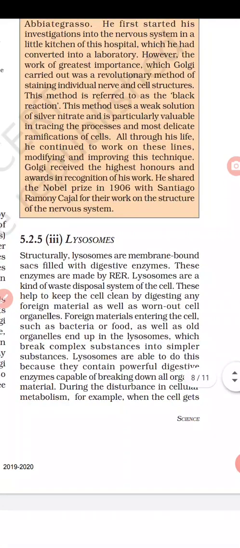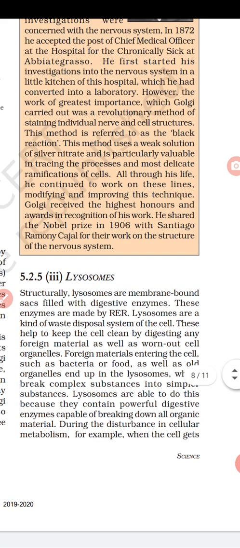I repeat again, this is the third function of lysosomes. What is the third function, children? Why is it known as a suicide bag? During any disturbance in the cellular metabolism, or if any cell is not working, children, lysosomes burst, and the digestive enzymes digest their own cell. Therefore lysosomes are also known as the suicide bag of a cell.